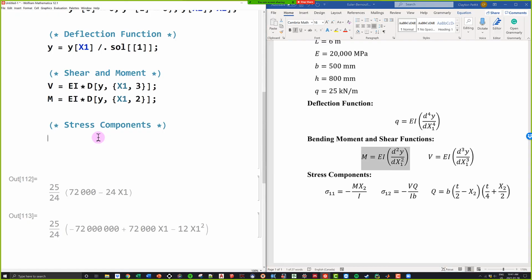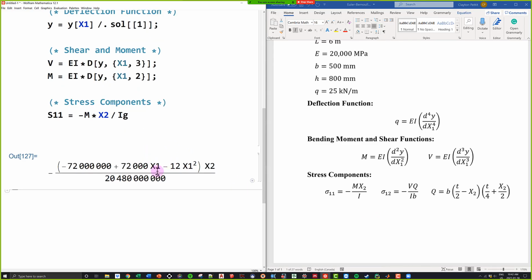divided by I. So I go, let's say S11, sigma 1, 1. This is going to be equal to negative m. Remember, our moment function, we already defined it, so it's good to go, times x2, and then finally divided by I. Well, we also know what I is. Therefore, once we get to the stress components, it's just plug and chug. There's really nothing you need to do. So if I run this now, I have my stress component, and if we look here, it's a function of both x1 as well as x2.